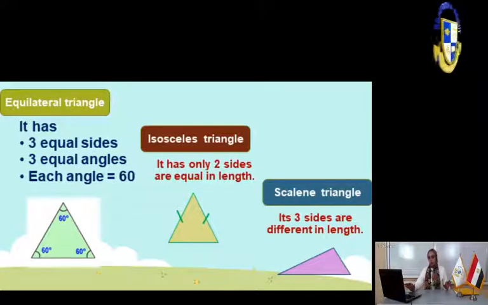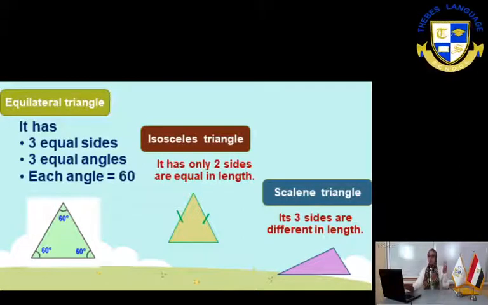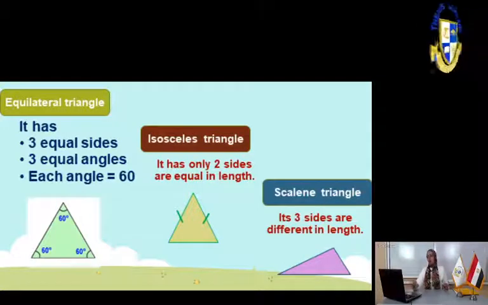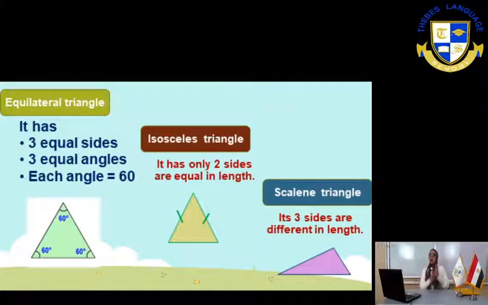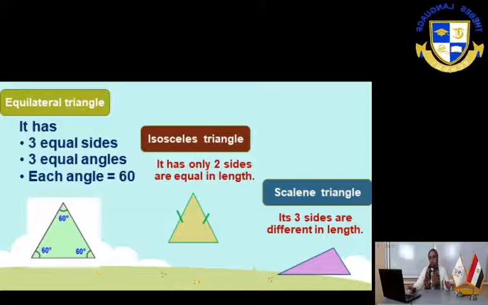And as we said before, the isosceles triangle has only 2 sides equal in length, and the scalene triangle has 3 sides that are different. Next slide.